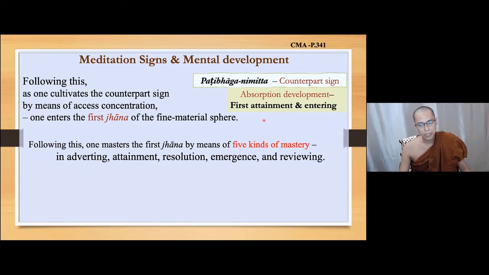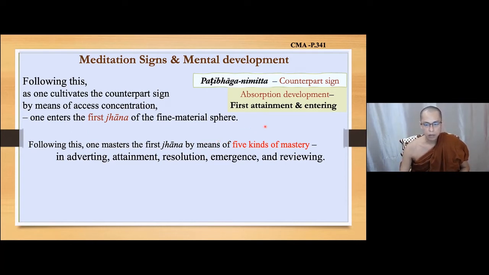Then, after the attainment of the first jhana, the meditator has to train himself to be master of the first jhana by means of 5 kinds of mastery. So: adverting, mastery in advertence, mastery in attainment, this is called samapatti. So avajana, samapajana, and adhitthana, the resolution, and emergence and the reviewing. This was explained in chapter 9, the last chapter, in detail. So this is how the meditation process continues.